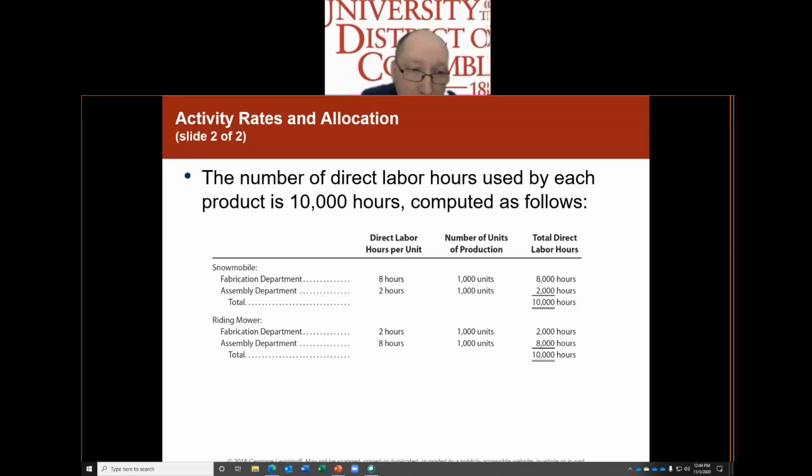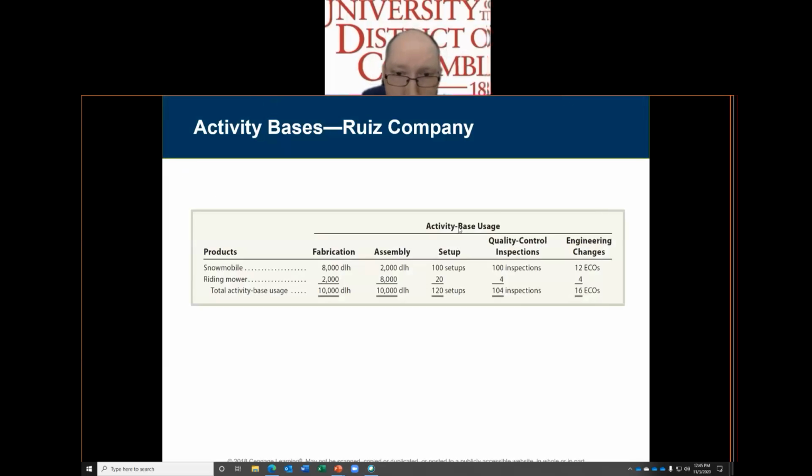So the labor hours for fabrication and assembly, we have 8 hours and 2 hours for snowmobiles, 2 hours and 8 hours for riding lawnmowers. 1,000 units are expected for each, 1,000 snowmobiles and 1,000 riding lawnmowers we expect to make for the year. Gets us to 10,000 total hours per year that we expect for each type of product. 10,000 hours for snowmobiles, and 10,000 hours for riding lawnmowers.